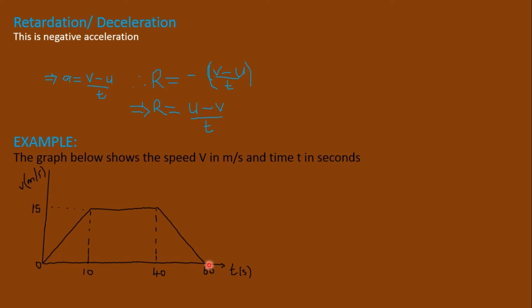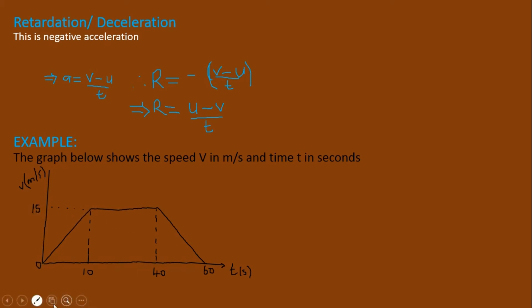Okay, so let us look at this example that we've been given. The graph below shows the speed, v in meters per second, that's velocity, and the time t in seconds. So we've seen this diagram where time is from 0 to 10 seconds to 40 seconds and 60 seconds. Then the final velocity is 15. When we say initial velocity, it is when the object is just starting. So the initial velocity is 0. So then our final velocity is 15.